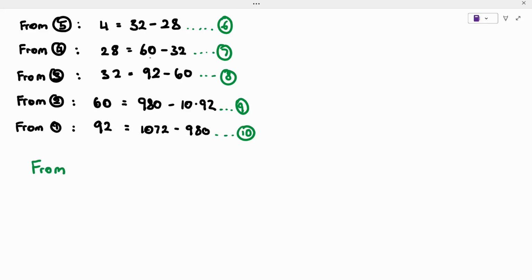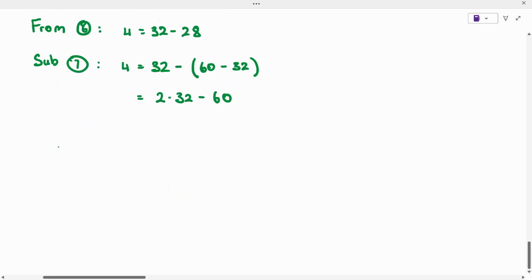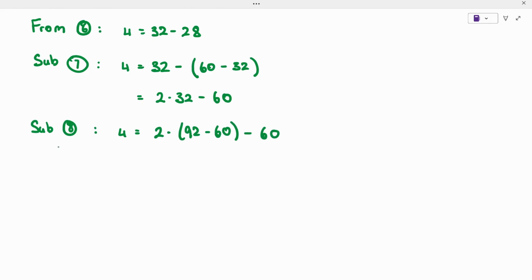So from equation 6, we know that 4 is equal to 32 minus 28. If we substitute equation 7, we'll get that 4 is equal to 32 minus (60 minus 32). So 4 is equal to 2 times 32 minus 60. Now, if we substitute equation 8, we'll get that 4 is equal to 2 times (92 minus 60) minus 60. So 4 is 2 times 92 minus 3 times 60.